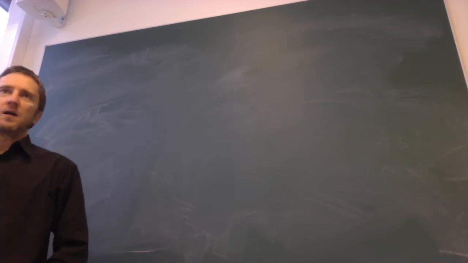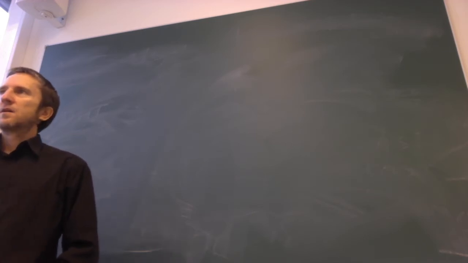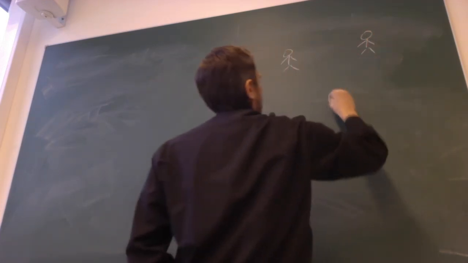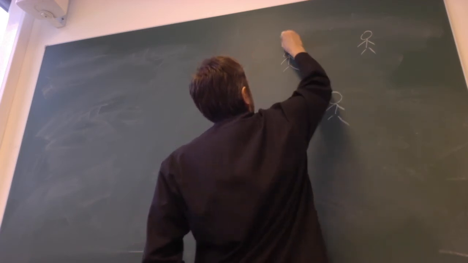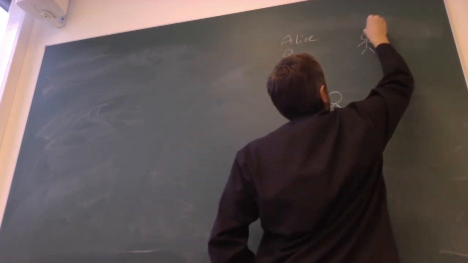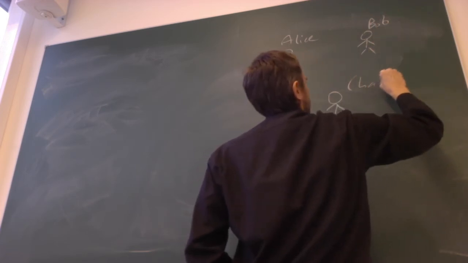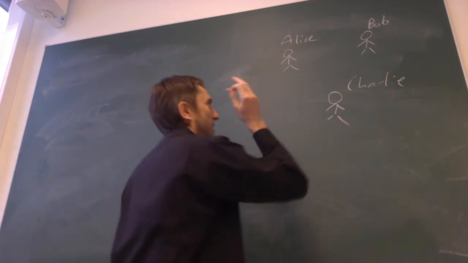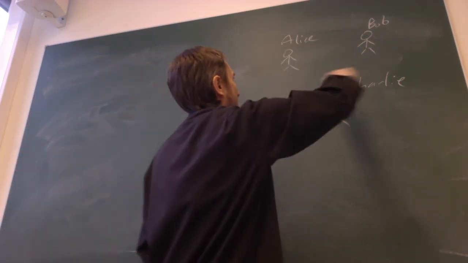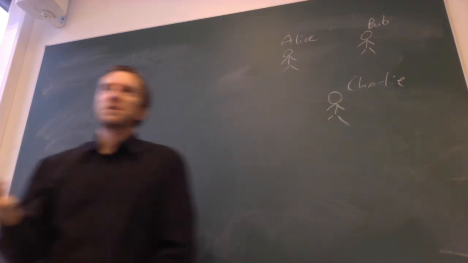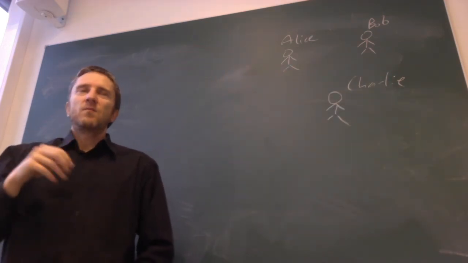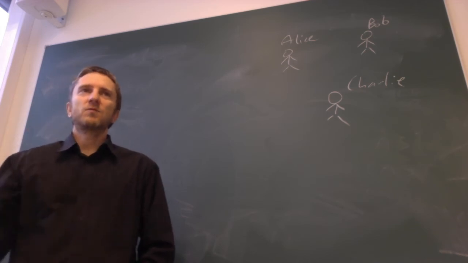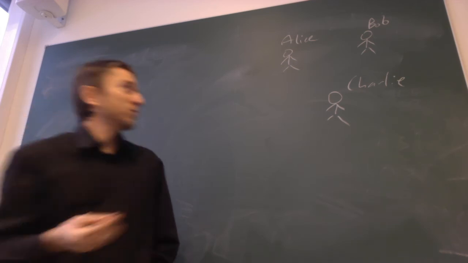In the physical world, we have Alice, Bob, and Charlie. Let's say Bob wants to sell something to Alice, and then Alice wants to pay him. How does it happen? Through the banks. Yeah, but without a bank. If you don't want to use a bank, you use cash, right?